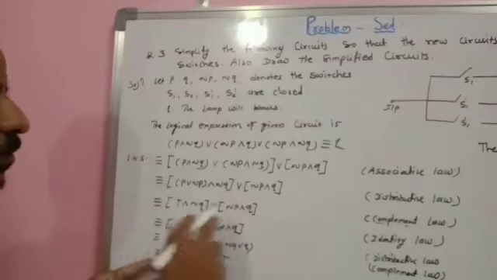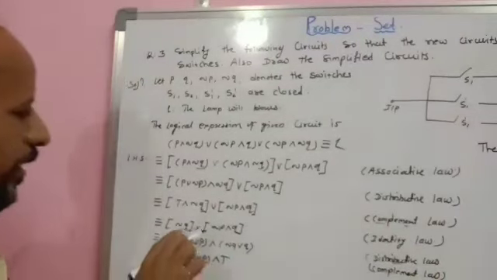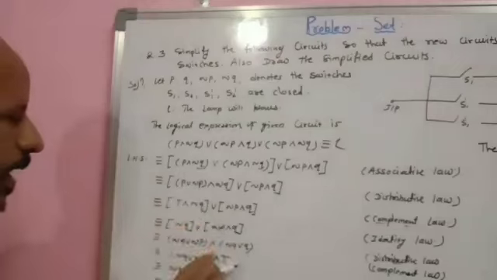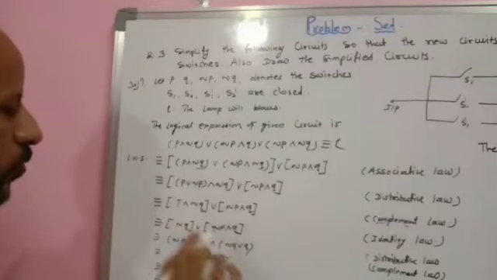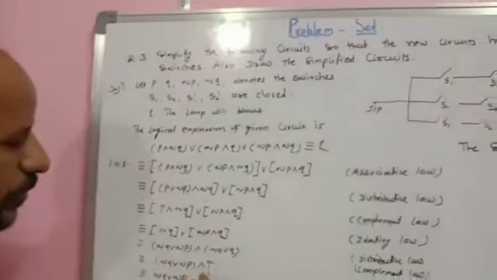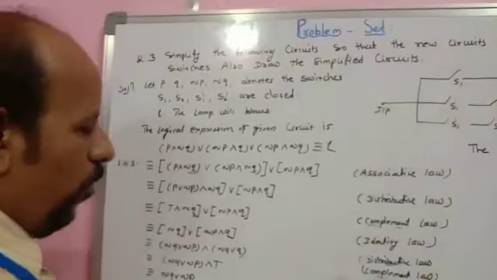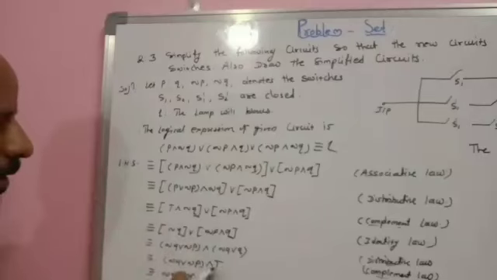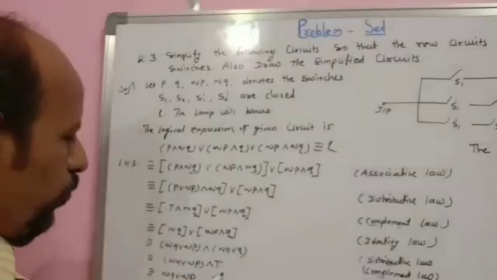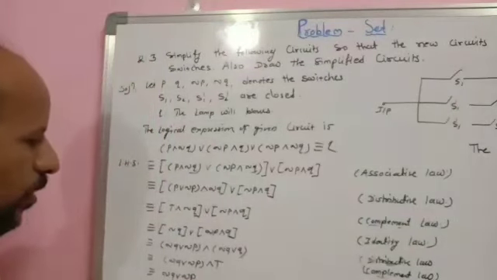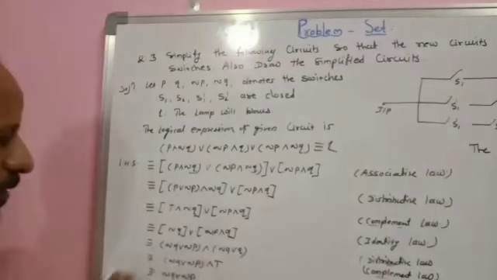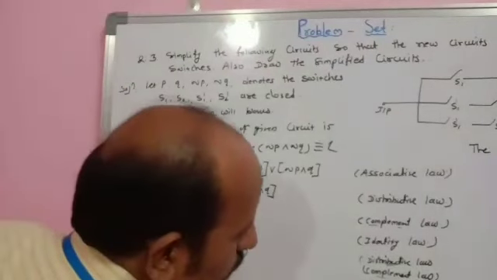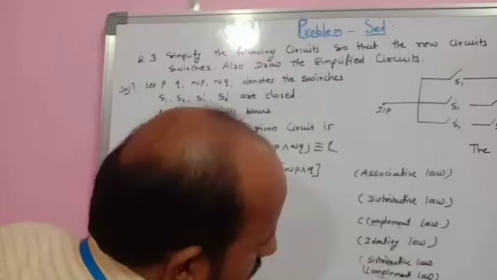Then again we use the distributive law. Negation Q or negation P and negation Q or Q. But negation Q or Q equals T, which is also the complement law. Therefore negation Q or negation P and T. Therefore negation Q or negation P, we use the identity law, and therefore negation P or negation Q, means we interchange, that is called the commutative law.